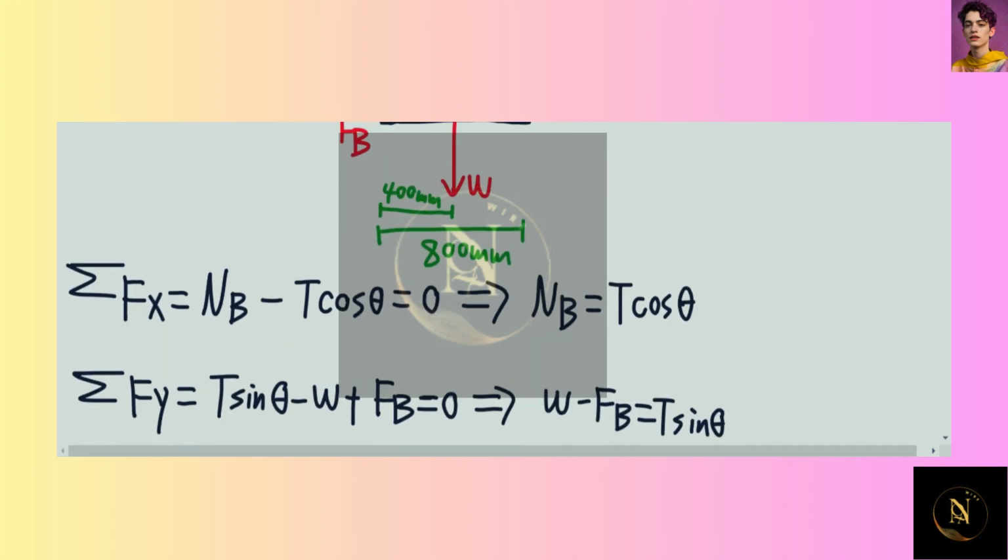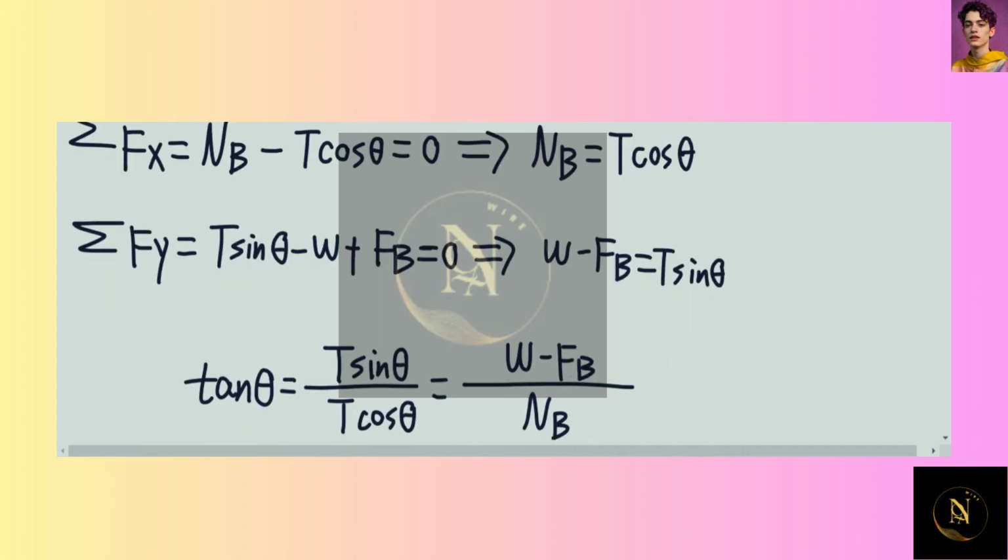And the net force along the y direction can also be equal to 0, which is equal to T sine theta minus W plus F_B. Therefore, we have W minus F_B is equal to T sine theta. F_B here is the friction along the wall, and W is the gravity of the block. If we do some arrangement here, we have T sine theta over T cosine theta, which is equal to W minus F_B over N_B.